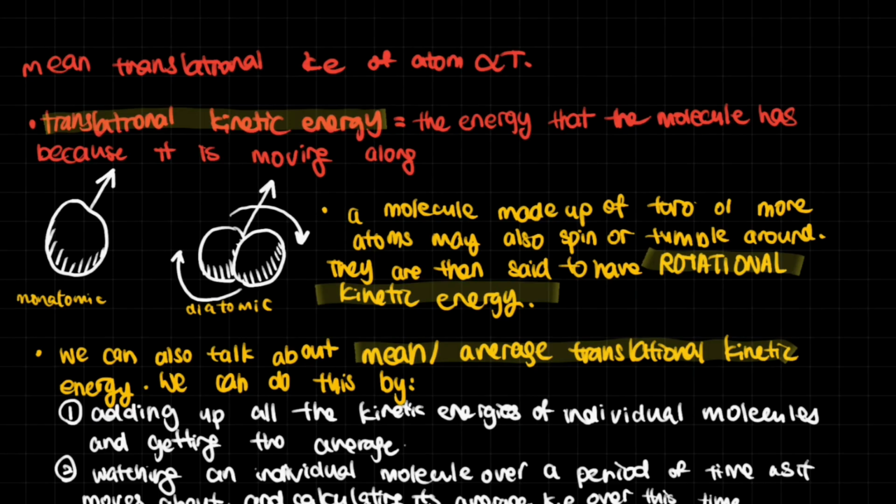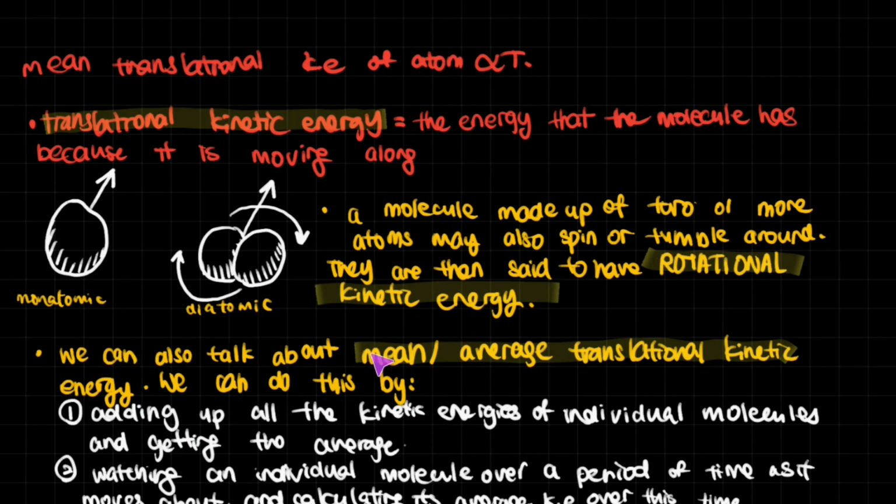We're going to talk about what the mean translational kinetic energy of an atom means. Translational kinetic energy is the energy that the molecule has because it is moving along. A molecule made out of 2 or more atoms may also spin or tumble around. They are then said to have rotational kinetic energy. This is a monatomic atom, and this is a diatomic atom, and they're going to roll and tumble around because of their uneven masses, and that's why we say that they have rotational kinetic energy.